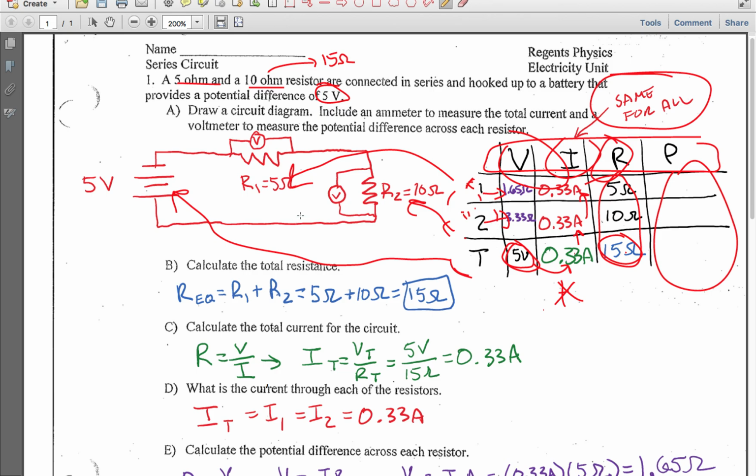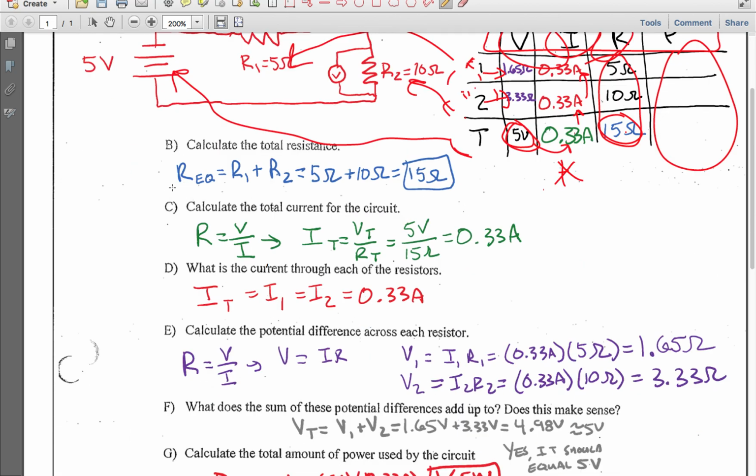And always remember your general rules according to the reference table, which we see down here for B through F, really. The equivalent resistance, total resistance of the circuit is the sum. So in this case, we had both. We sum them up. Total current, you have to use the total resistance and you need to use the total voltage. Okay, so if you noticed here, we can't calculate the total current without using the total voltage and total resistance.